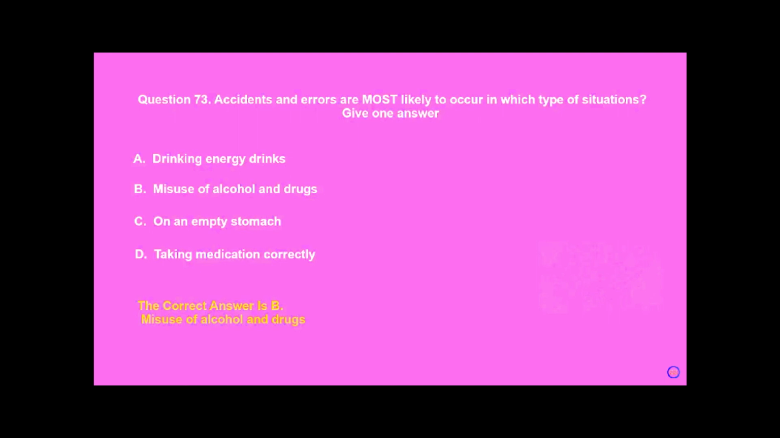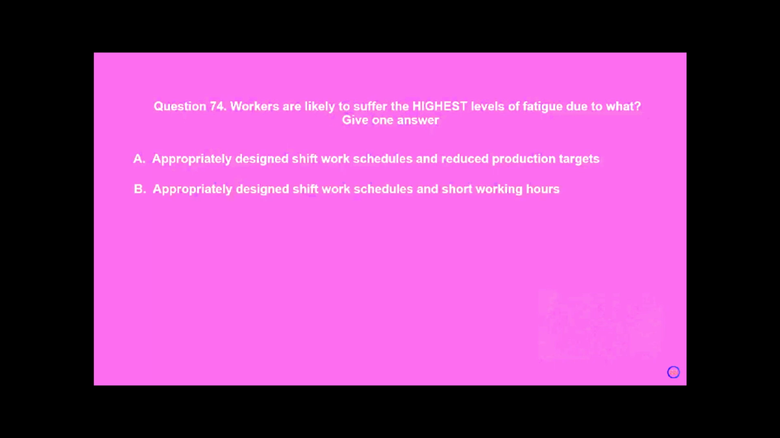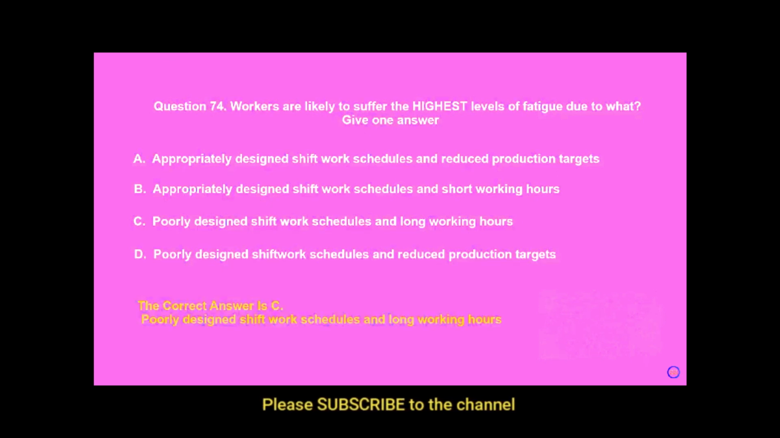Question 74. Workers are likely to suffer the highest levels of fatigue due to what? Give one answer. A. Appropriately designed shift work schedules and reduced production targets. B. Appropriately designed shift work schedules and short working hours. C. Poorly designed shift work schedules and long working hours. D. Poorly designed shift work schedules and reduced production targets. The correct answer is C. Poorly designed shift work schedules and long working hours.